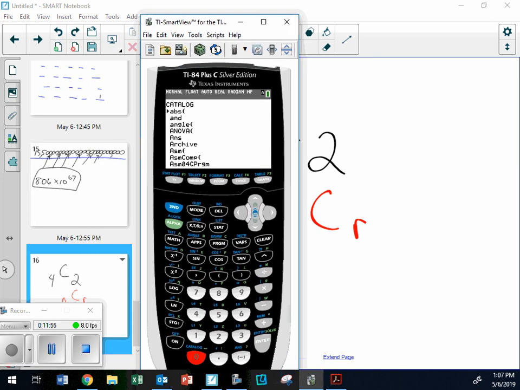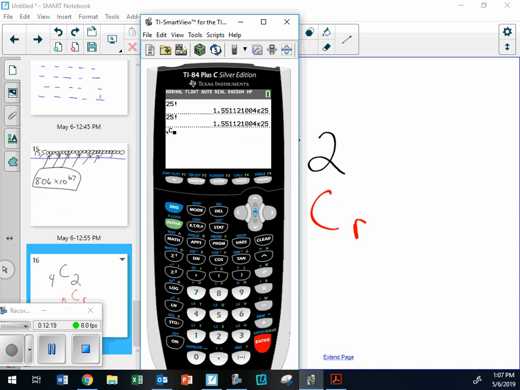And now how do I find N quickly? This is an alpha mode, so it automatically knows to look for a letter. The next thing I hit will be a letter. And I want to find the N. There it is. And now do you see NCR? Ooh, there it is. And I hit enter. And now it's already got the 4 filled in, 4C.